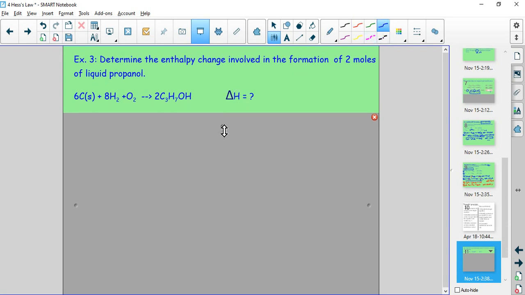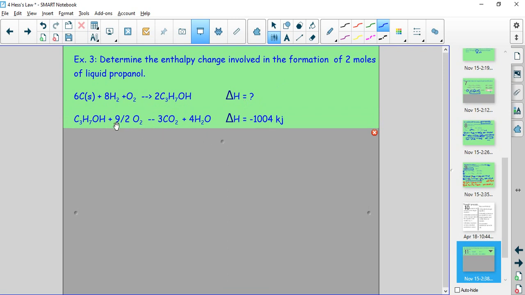Switch. Okay, let's analyze the first reaction. This we know has to be switched. We have to flip that, right? Because this should be on the other side. What else?